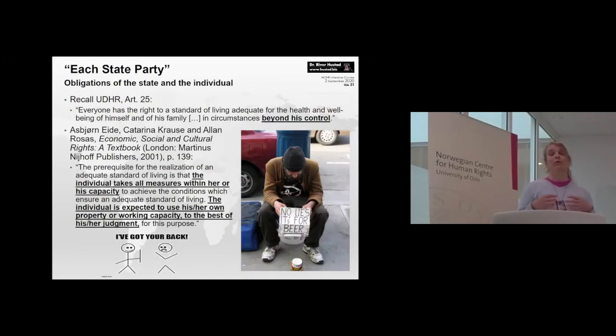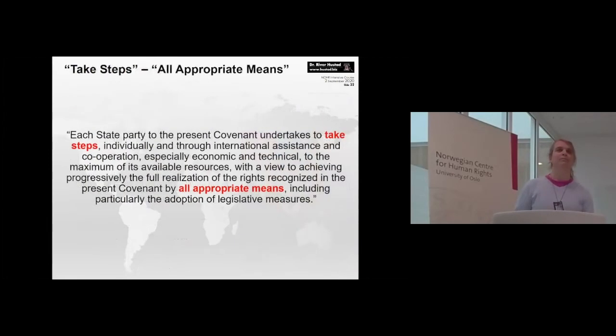And so when we talk about the obligations on the state, that does not mean that the individual gives up all obligations. If we look in the UDHR, it says that there are certain rights in circumstances beyond a person's control. So the person has to first try the best that they can, and then the state is there to, as they say, have your back. So that's each state party.